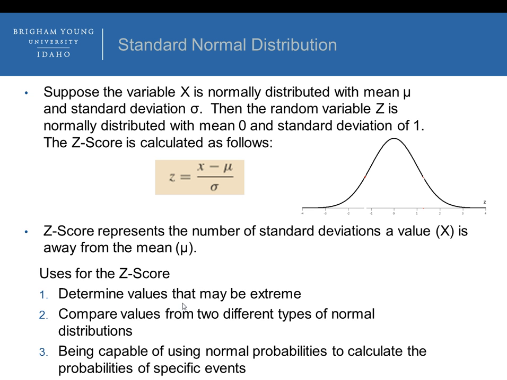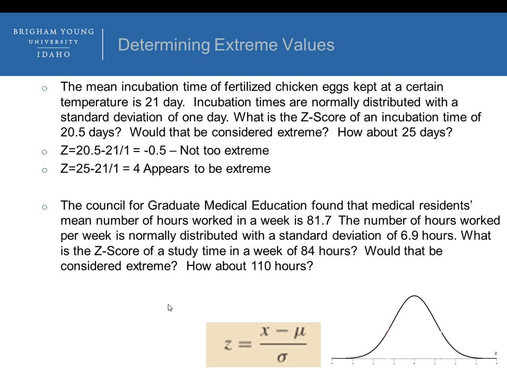Okay, and at least for this lesson, we'll use the z-score for three reasons. One is to determine the values that may be extreme. That's the first reason. Second reason is to compare values from two different normal distributions. We'll cover that as well. And three, which we'll cover later, we're capable of using normal probabilities to calculate the probabilities of specific events with the normal distribution. So let's go to the first use, determining values that may be extreme.